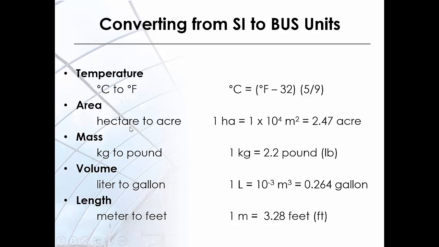We can convert from hectare to acre. 1 hectare is equal to 2.47 acres. 1 kilogram equals 2.2 pounds. If we want to convert the volume in liters to gallons, for example, 1 liter equals 0.264 gallons. And we can also convert from meters to feet. 1 meter is equal to 3.28 feet. You can also search for other conversion factors and equations to convert from SI units to the British unit system.